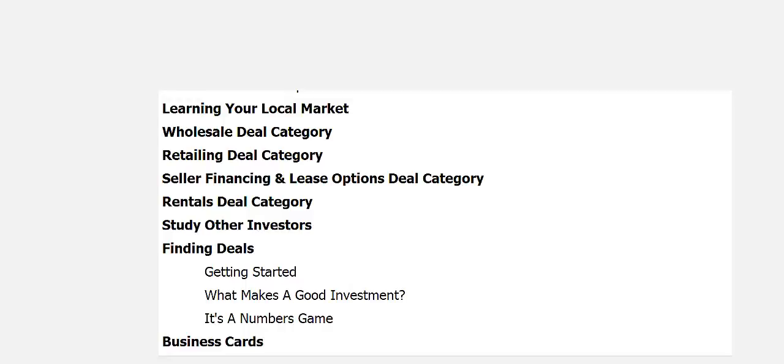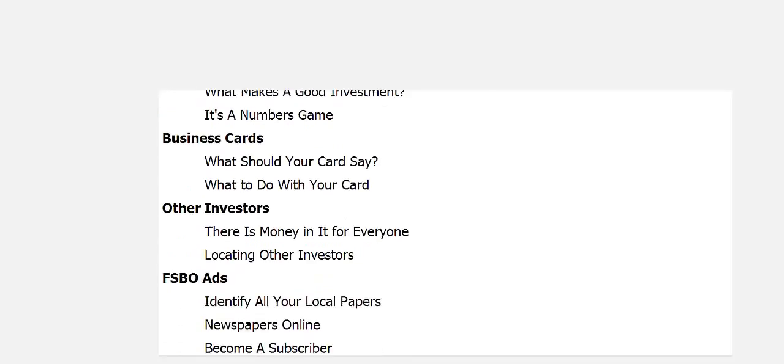It's a numbers game. Then business cards. What should your card say? What do you do with your card to get deals? Other investors. There is money in it for everyone. Locating other real estate investors.